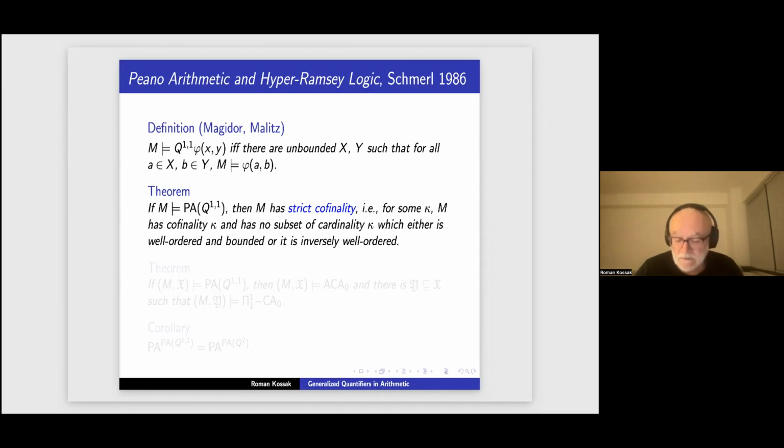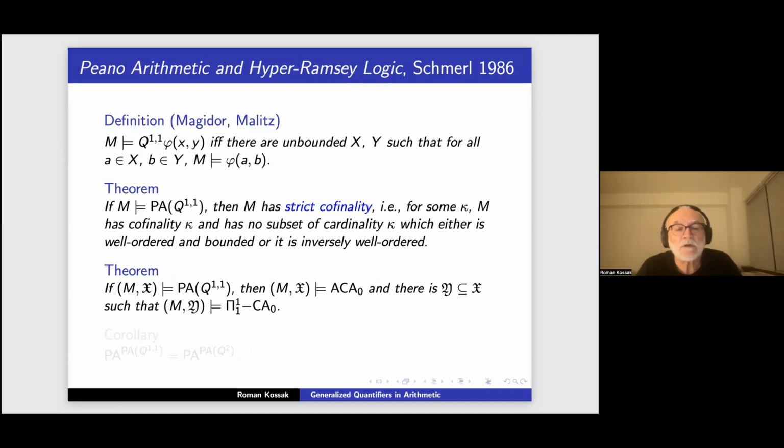And then Jim shows the following thing, that if you have a weak model of PAQ11, then it is actually a model of AC0. But moreover, there is a subclass of the subsets of the second order part of the model, which is a model of pi11 comprehension. And from that, you have this corollary that even though this theory allows more models than PAQ squared, so the theories are not model-theoretically equivalent, the PA consequences of both theories are the same. And this follows from the second part of the theorem above.